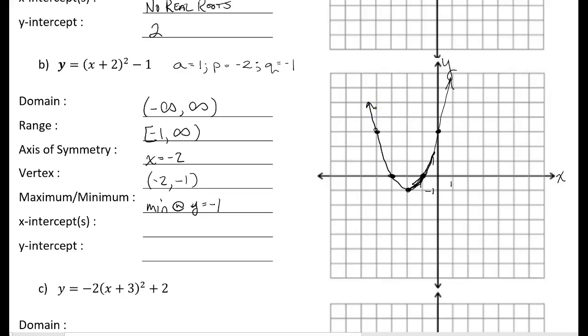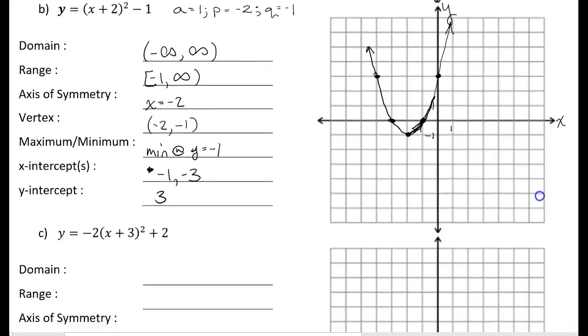So from here, I can answer my last two pieces of information. My x-intercepts are at, nope, not positive anything, are at -1 and -3. My y-intercept is at +3. There. And that is my graph in a nutshell for that equation.